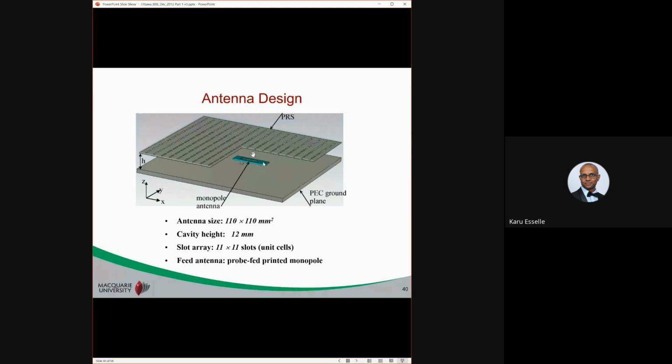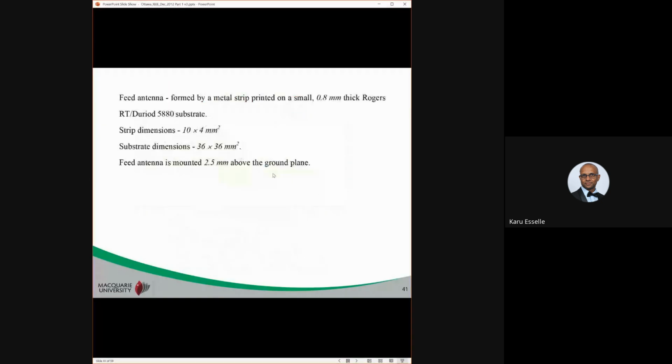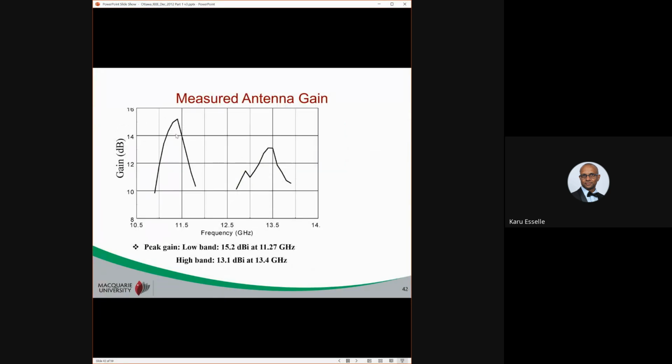You can see it's a printed strip. It's not a microstrip patch, it's a printed strip with a coaxial feed. So it's not on the ground plane, it's lifted a little bit above the ground plane. And that has very good coupling to the resonant cavity. So making a dual band antenna, you can see it radiates at two frequency bands, with good gain at 11.27 and 13.4.